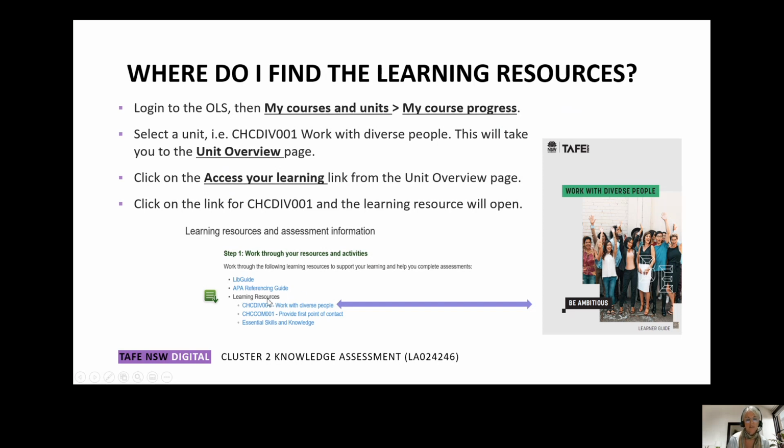And then here it says learning resources, and this is where you'll find the course booklets, the online resource for each of the units. So you're going to pick work with diverse people, okay? And this is what the front of the page looks like. You'll click straight on work with diverse people and you'll open up the learning resource.